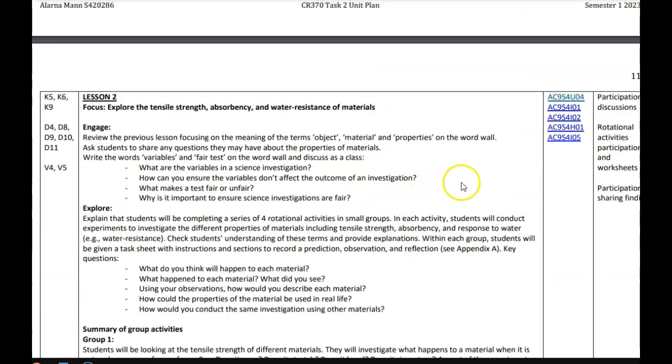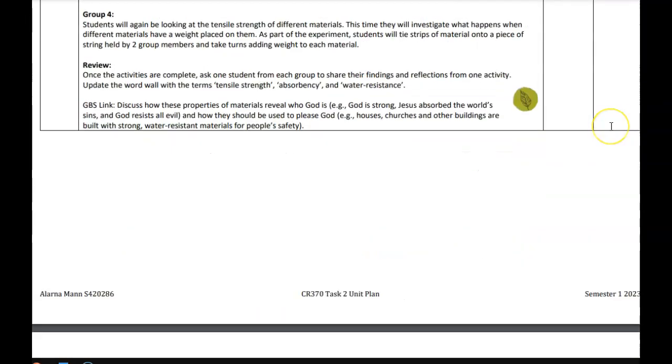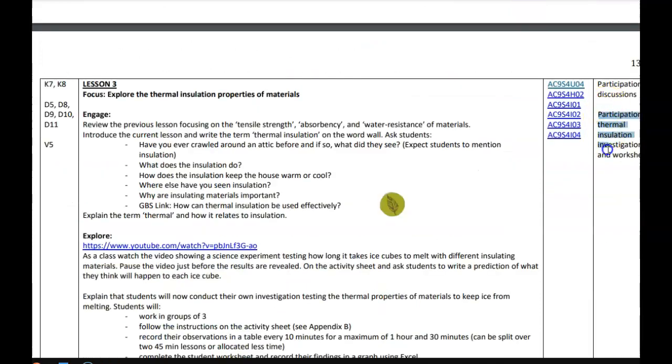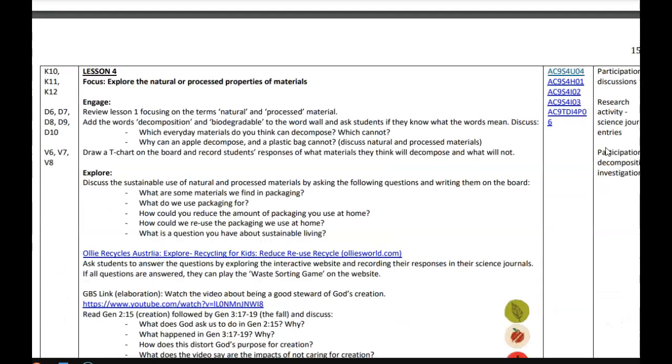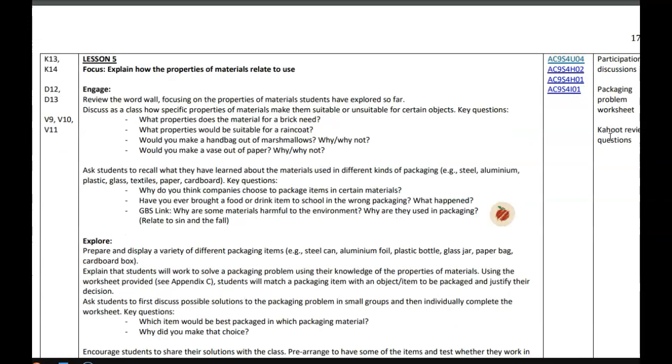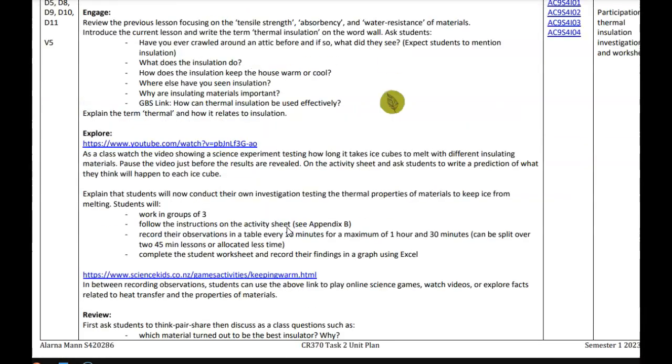On the right-hand side, it's cut off a little bit in the video, you've got rotational activities, you've got worksheets that are here, you have some discussion, participation, yes, not just relying on participation, discussion, research journal throughout. So you've got formative things, the Kahoots coming up. So you've got a range of formative assessments along the way.